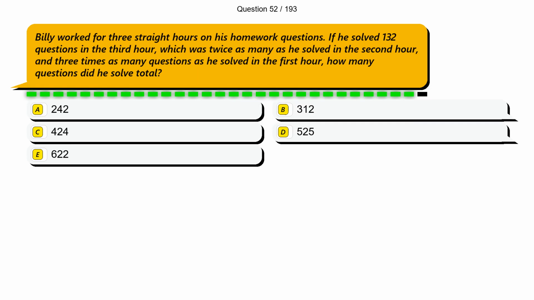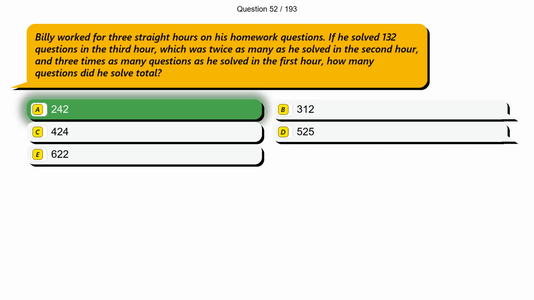Question 52. Billy worked for 3 straight hours on his homework questions. If he solved 132 questions in the third hour, which was twice as many as he solved in the second hour, and 3 times as many questions as he solved in the first hour, how many questions did he solve total? Option A, 242, option B, 312, option C, 424, option D, 525, option E, 622.